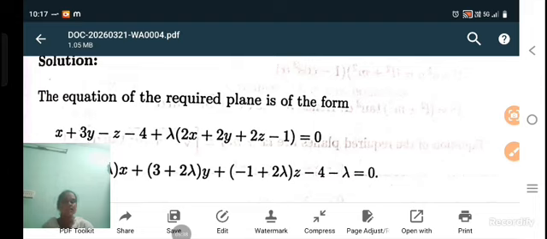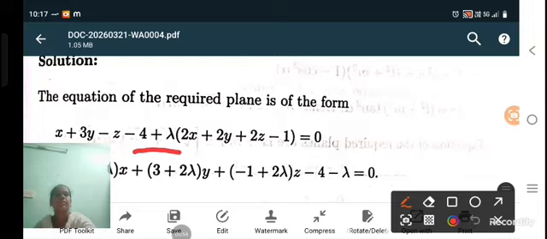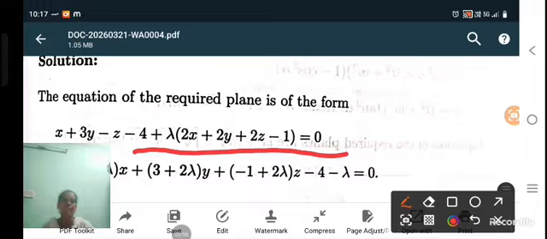First, we have to write the general equation of the required plane. Any plane passing through the intersection of the given planes can be written as x plus 3y minus z minus 4 plus lambda into 2x plus 2y plus 2z minus 1 equal to 0. Expanding, then 1 plus 2 lambda into x plus 3 plus 2 lambda into y plus minus 1 plus 2 lambda into z minus 4 plus lambda, which is equal to 0.